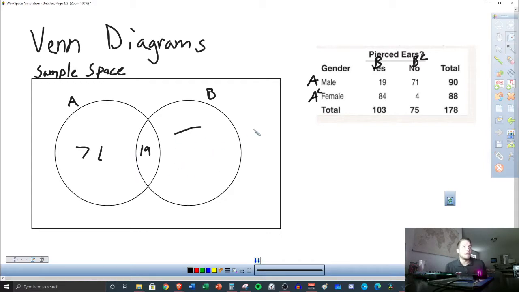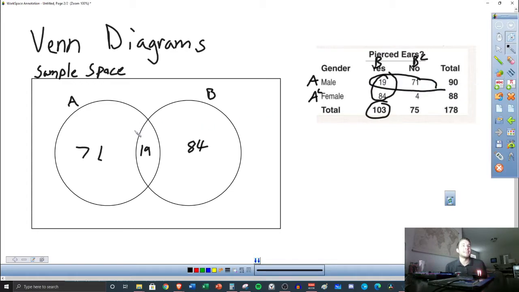What about B over here, this big space? These are just the people that have pierced ears that are not male. So that would be 84 females. You'll notice 84 plus 19 adds to this 103 here. And these two add to get the 90. So you can see how we're translating it into this chart.